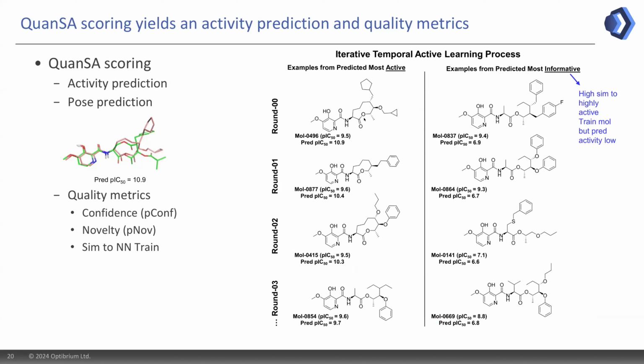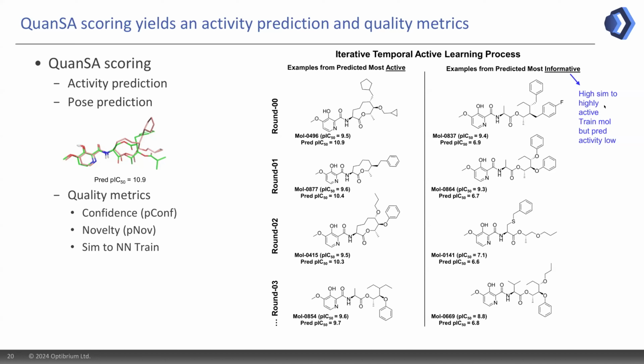And so what I'm showing here on the left is, for each round of the automated scoring, prediction, and refinement, some of the future molecules that were predicted to be most active in those rounds, but also lie within the scope of the poses of the training molecules. On the right here, I'm giving examples from each round of those molecules that were predicted to be most informative. This idea of what defines an informative molecule is central to this active learning process.